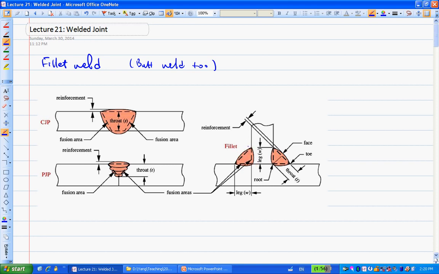What's an important parameter is this: we use a right triangle with 45 degrees, and this length here is the leg size. Remember that number in the weld symbol that I just talked about? That's this leg size. I'm going to use H here instead of W. So this portion, H, is the leg size. We call this the leg.